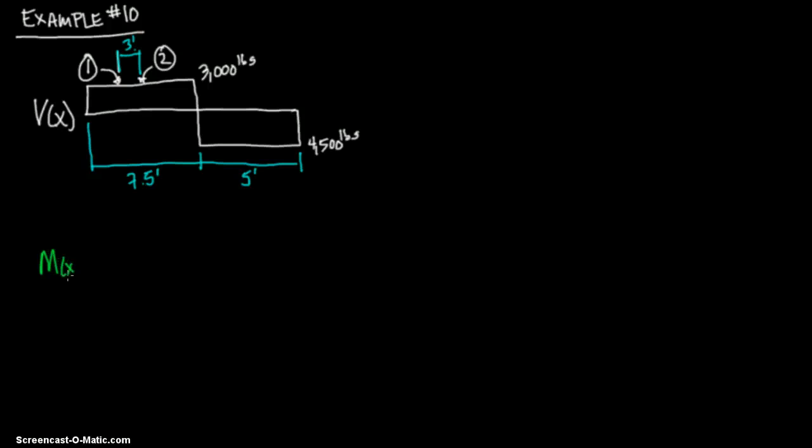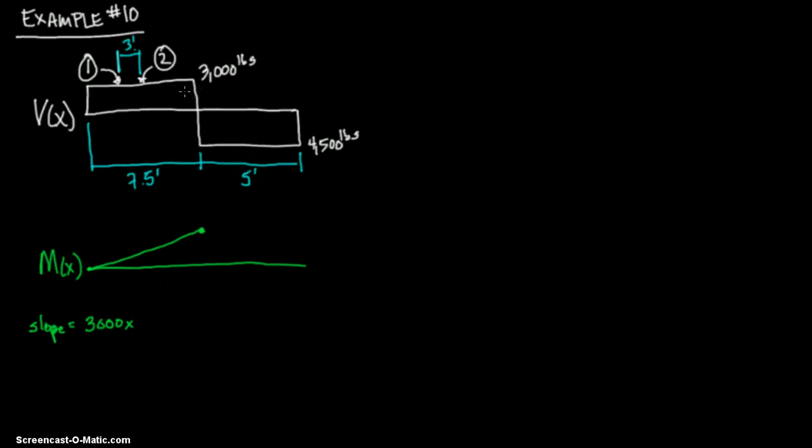Your moment is a function of x, of course. And as we've done before, it's going to go up to a point right here. Remember, this is flat, so this slope is going to be a positive 3000x. Let's go ahead and write that equation. It starts at 0, so you could say 0 plus 3000x. 3000x is that slope.